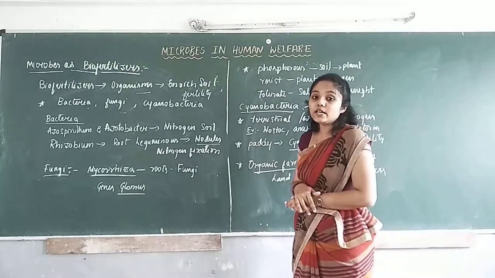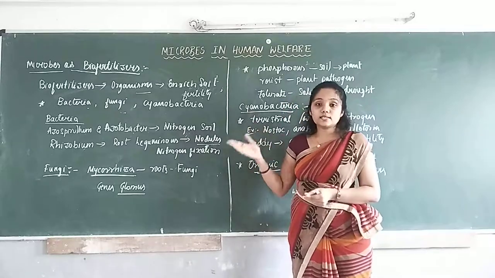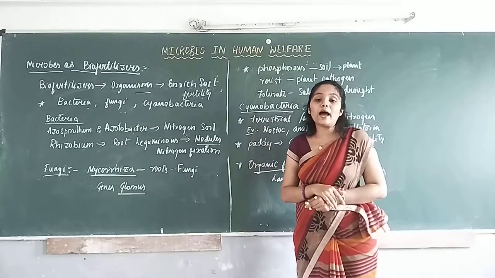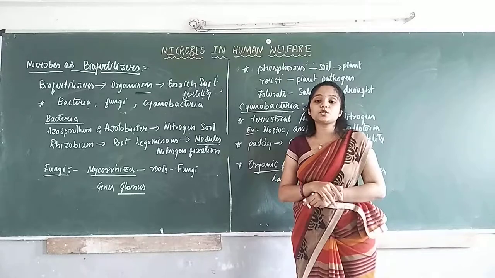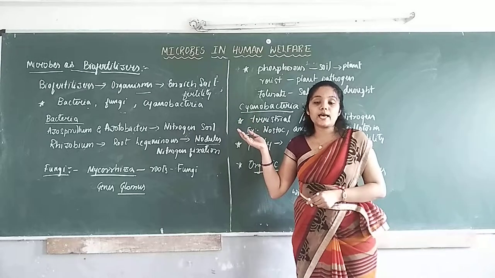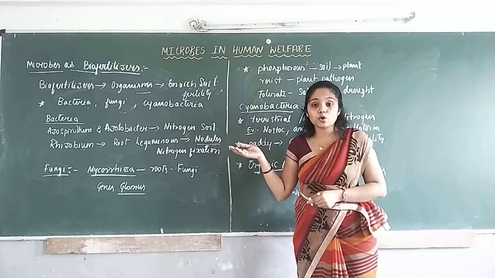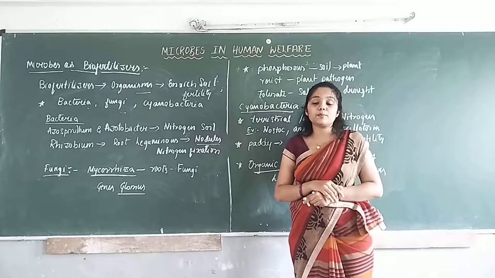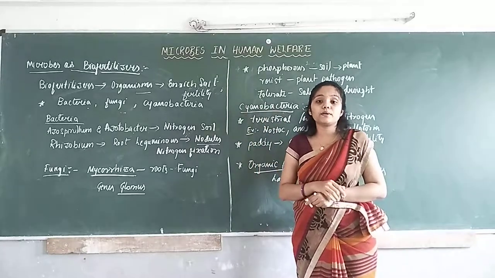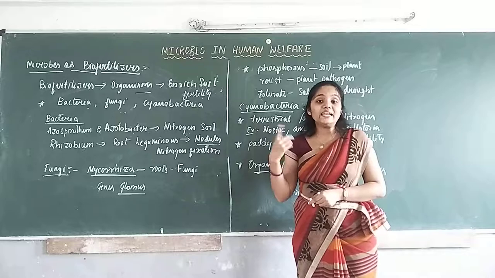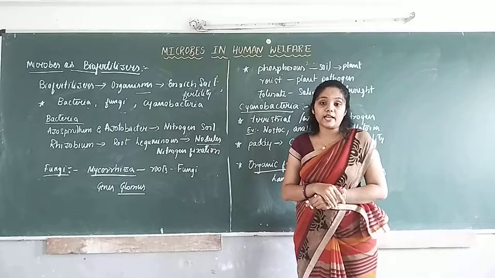Is it clear, children? Okay, this is the end of the topic. So you have to read again and again, children. In the case of microbes in household products and microbes in industrial products, there are difficult names present. So you have to read again and again, recall it again and again. Okay.